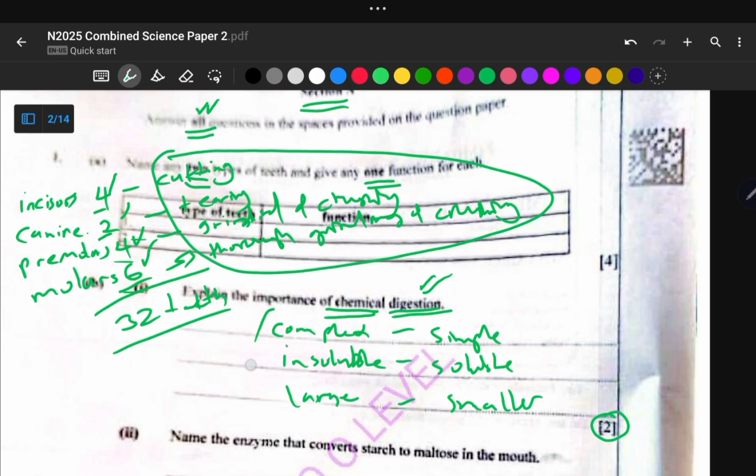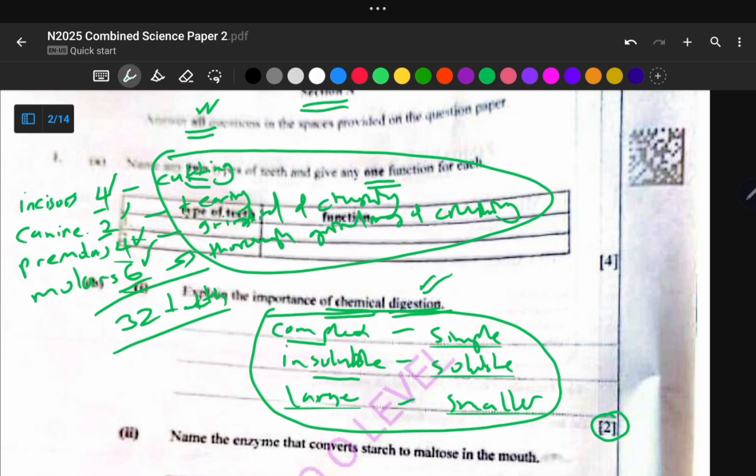So this is the general definition for digestion. Your definition must include these terms, right? Complex being converted into simple, insoluble converted into soluble, and then large converted into small, right? So we are required to give the importance of chemical digestion. So here they've specified that we want chemical digestion, not just digestion.